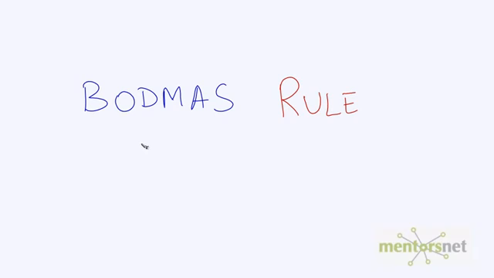Hey guys, let's talk about the BODMAS rule in this video. The BODMAS rule is something that is used in everyday mathematics, so it's very important to know this concept. Well, the BODMAS rule is all about giving priority to some mathematical operations over some other mathematical operations.